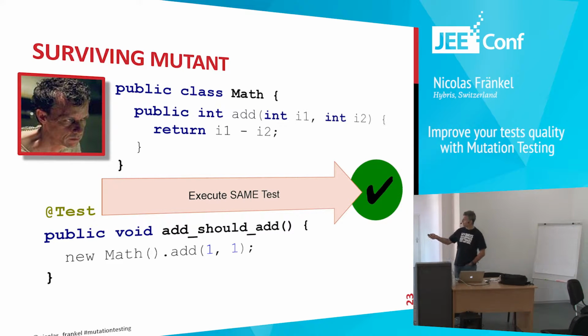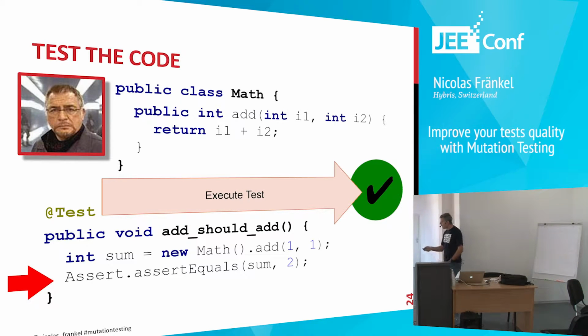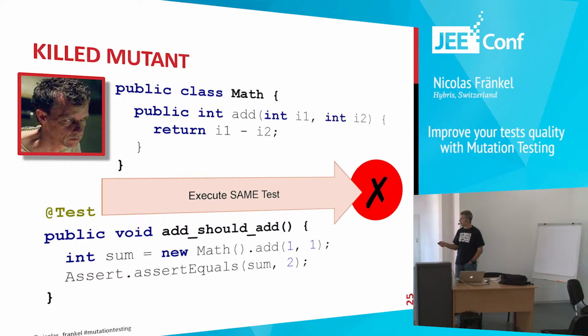Okay, so if I do the same with the mutants, now I execute the test, and of course, it's still green. So here, mutant surviving is bad. Now, what will I do? I will add the assert. And then the test succeeds, because when I add 1 to 1, it returns 2, so it's good. And now, if I execute the same tests, but the mutant is minus, then it's red. So killing the mutant is good.